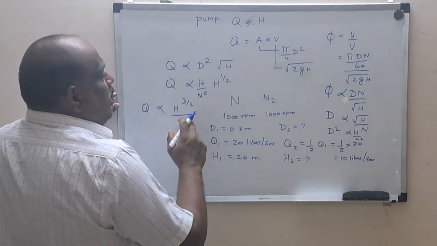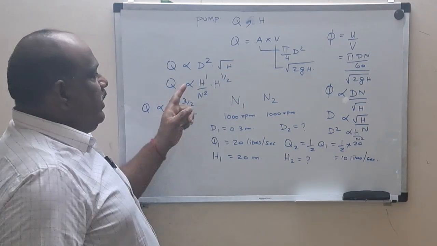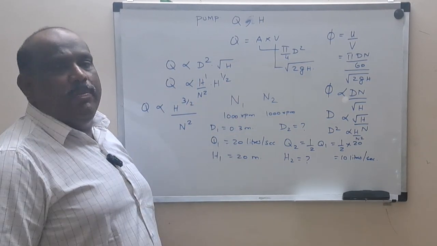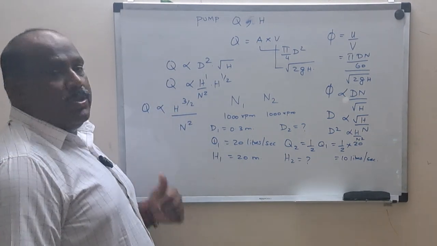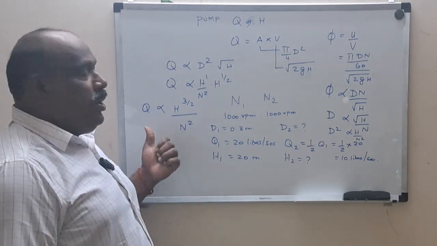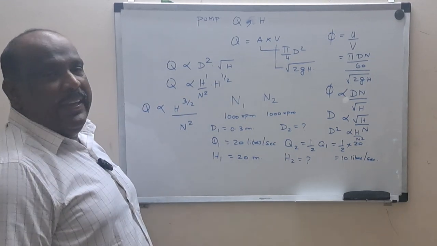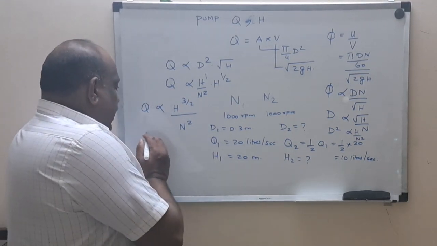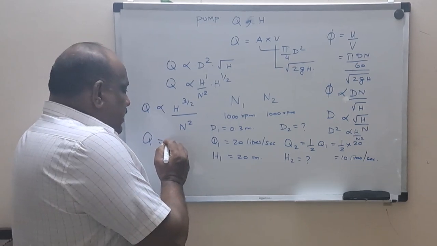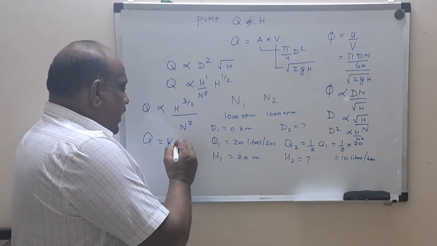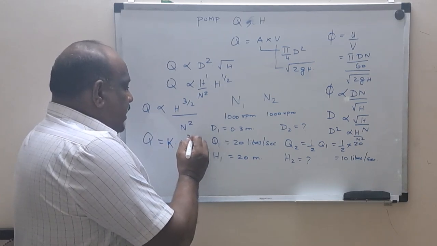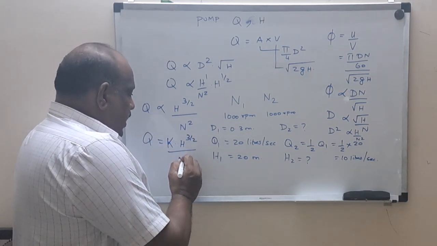How does this 3 by 2 come? Because this has a power of 1 and this has a power of half. 1 plus half will be 1 and half. 1 and half is nothing but 3 by 2. So h power 3 by 2 by n squared. So we arrived at the formula: q is directly proportional to h power 3 by 2 by n squared. Now I want to make q equal to something, so I have to add a constant to remove the proportionality. So q equals k into h power 3 by 2 by n squared.